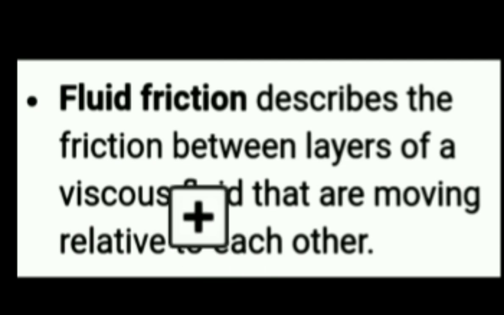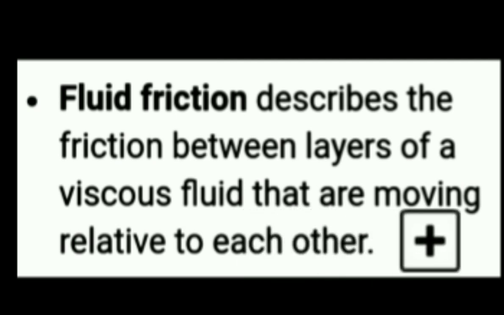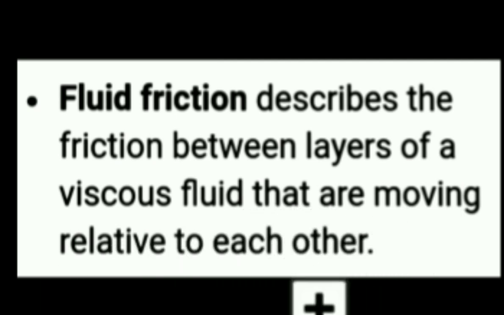Now let us see. Fluid friction describes the friction between layers of a viscous fluid that are moving relative to each other. Students, here viscosity is a property of fluid which decides or affects the friction applied by fluid, and this friction acts between different layers of fluids, or is the resistance applied by fluid over the surface of an object which is moving through the fluid.